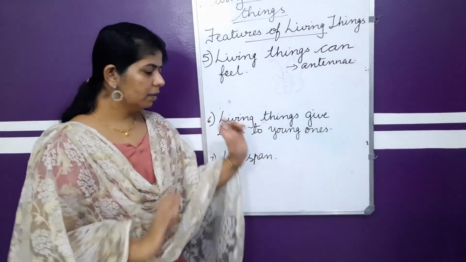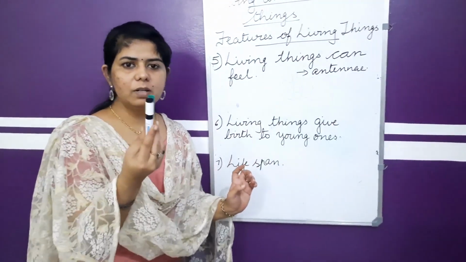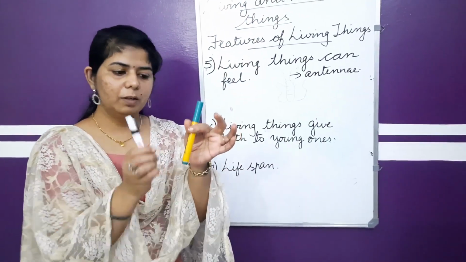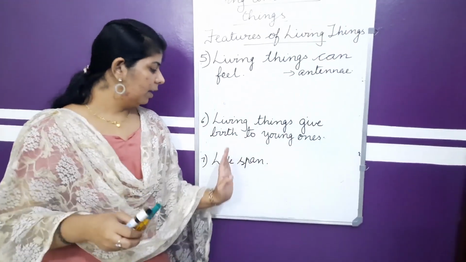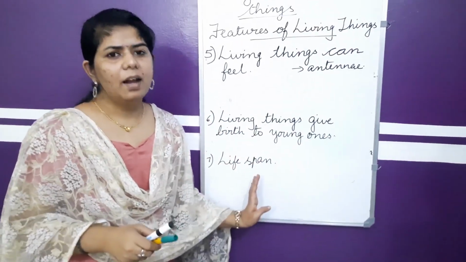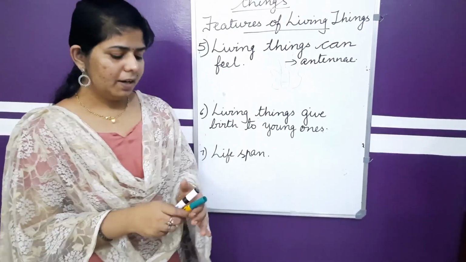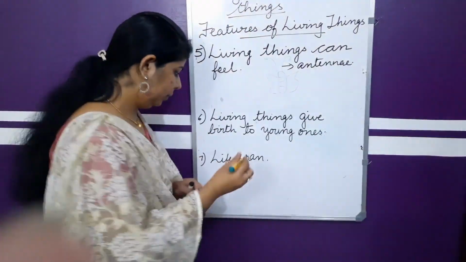Now compare it with the non-living thing. Will it give birth to young ones? No. It won't have a small one; people have to make it. Otherwise it won't come. And the last one is lifespan. It is a new term for you.